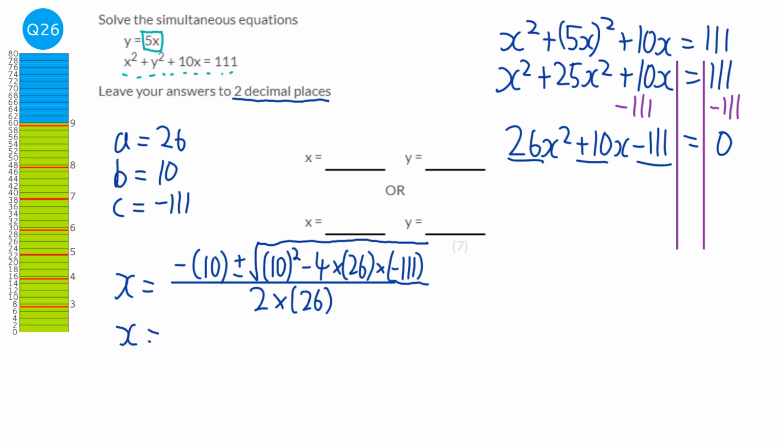And so when we have a plus there, we get 1.882, blah, blah, blah. And when we do it with a minus there, we get minus 2.267, blah, blah, blah. But the problem is those are x values. And when we solve, we've got to also find out what the y values are.